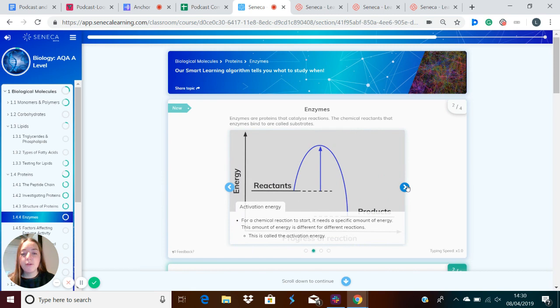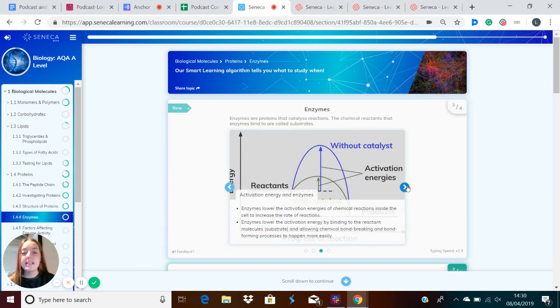For a chemical reaction to start, it needs a specific amount of energy, and this amount of energy is different for different reactions, and we call this the activation energy. Enzymes lower the activation energies of chemical reactions inside cells to increase the rate of reactions. Enzymes lower the activation energy by binding to the reactant molecules and allowing chemical bond breaking and bond forming processes to happen more easily.